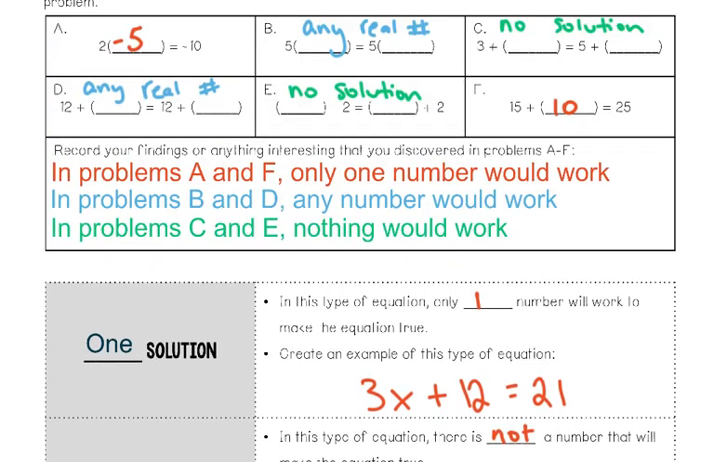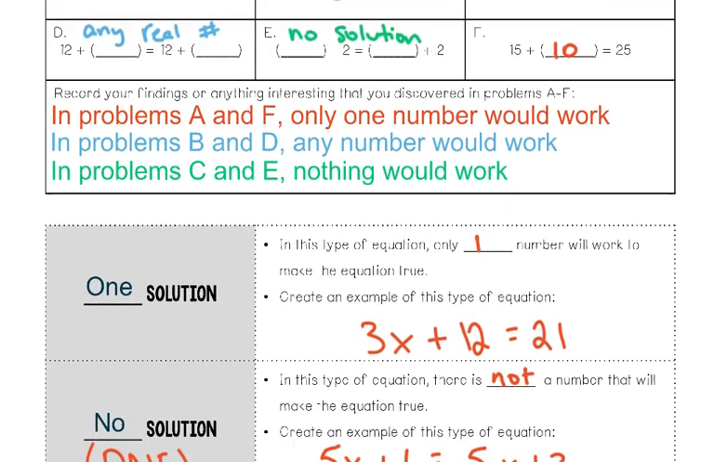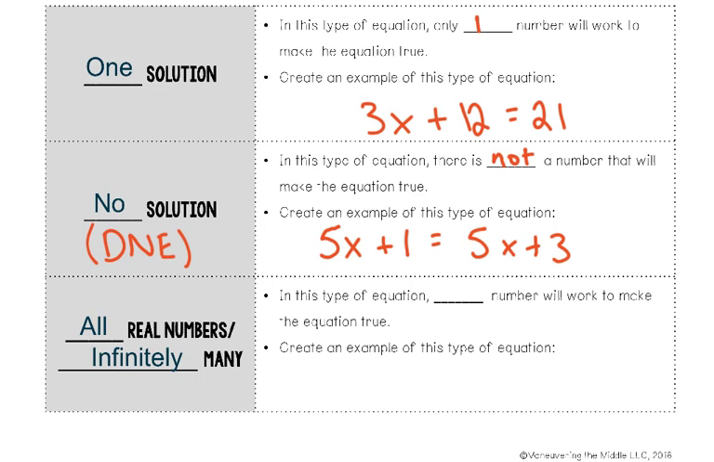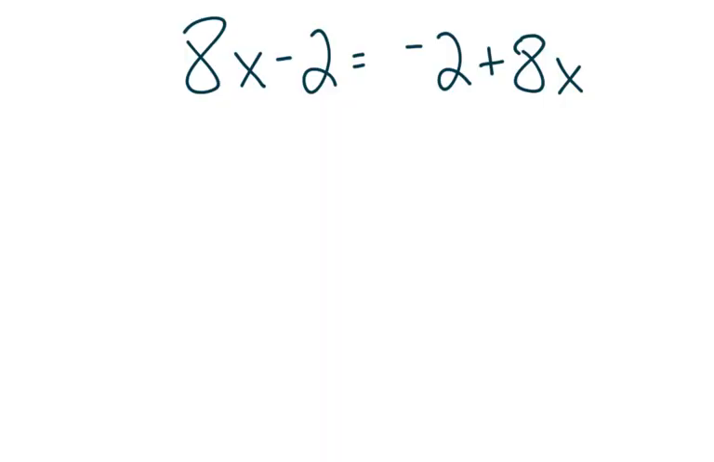These are like the blue ones, where there's any real number that could work here. So in this type of equation, any number or all numbers will work to make the equation true. Here's an example. Right off the bat, you should be able to tell that this 8x minus 2 is the exact same thing as negative 2 plus 8x.